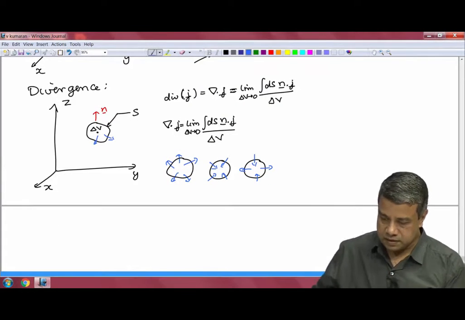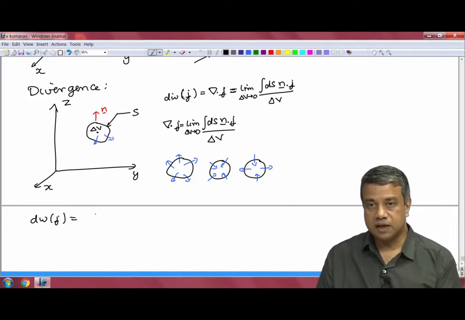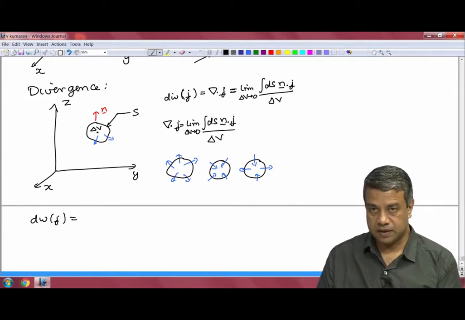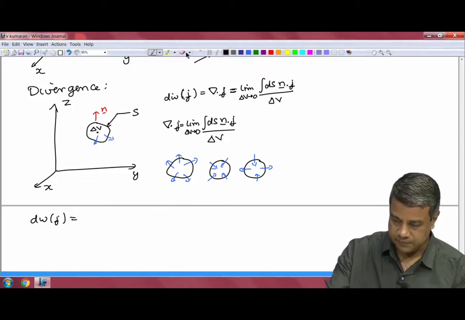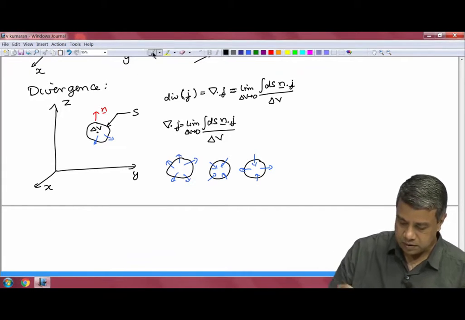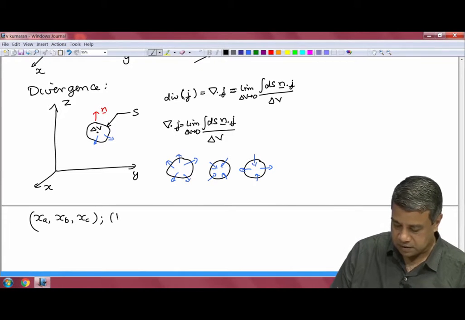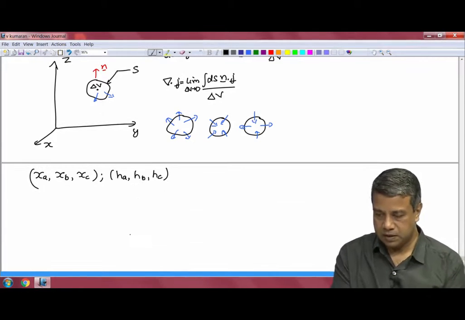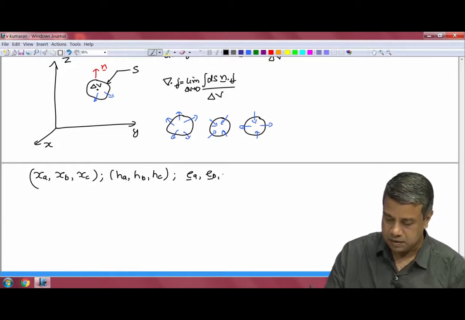And this divergence is equal to the integral over the surface area. So, if I had a curvilinear coordinate system, for example, in which the coordinates are x a, x b, x c, and the scale factors are h a, h b, h c, and the unit vectors are E a, E b, and E c.